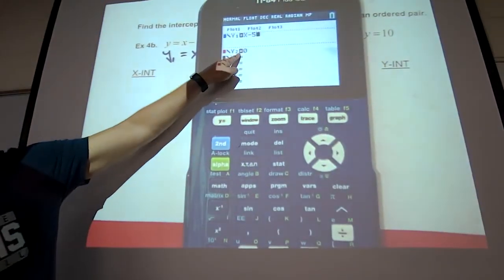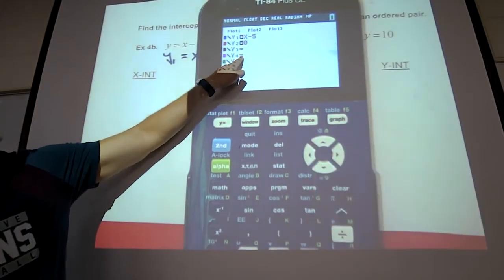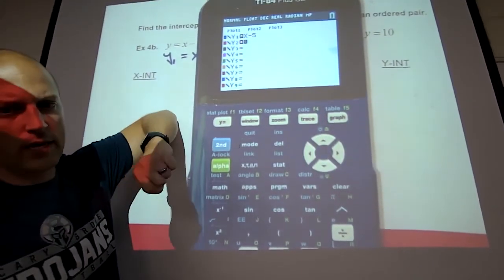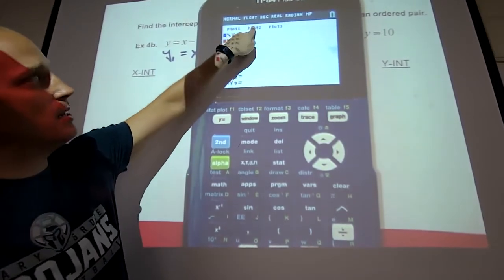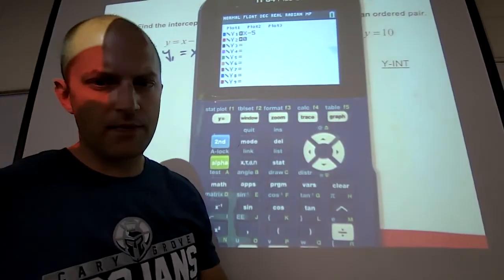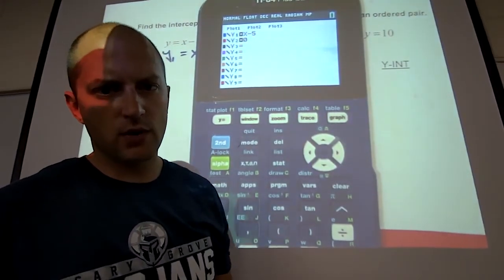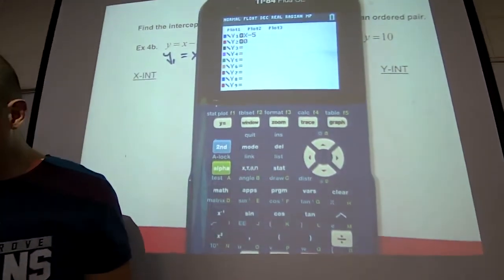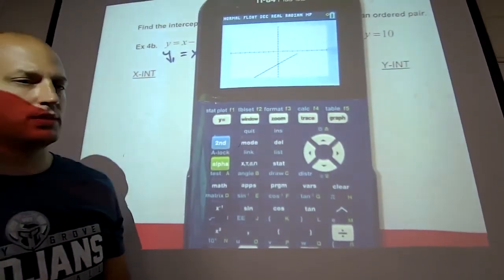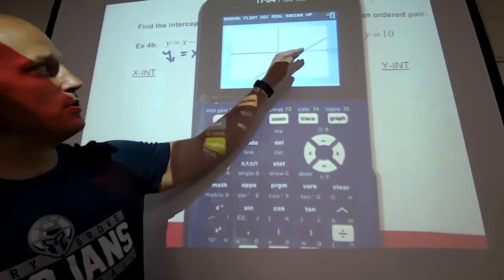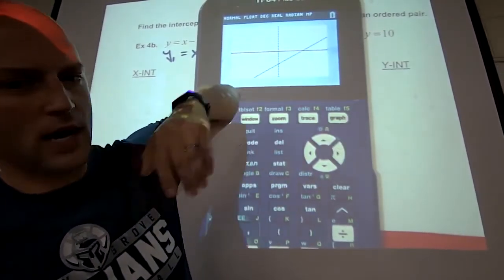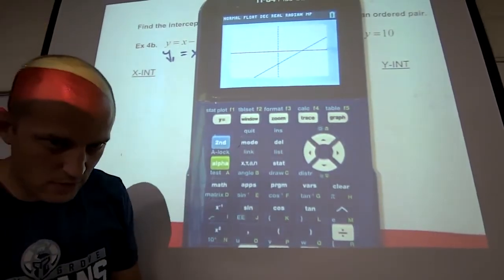Then go down to y2. And I want 0. Okay? And now before we hit zoom 6, I'm double checking to make sure my plots are not highlighted. If my plots are highlighted, I've got problems. Okay, so we don't want problems. So zoom 6, zoom standard, that gives me that nice, pretty window. I can see the blue line graphing, and then I now have my y equals 0 line, which is also that x-axis.